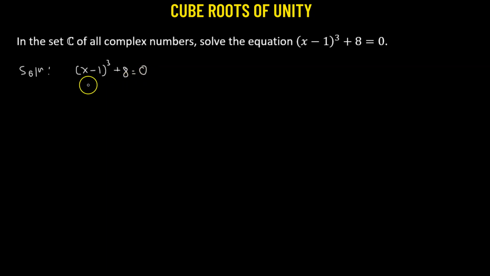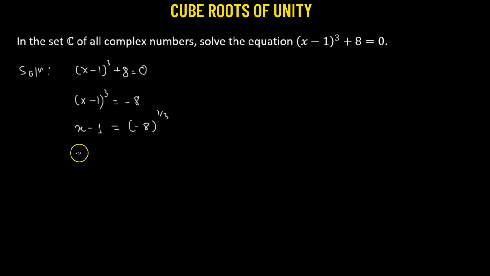We'll transpose 8 to the right hand side. So this gives us (x − 1)³ = −8. Now, we'll take the cube root on both sides. So this should give us x − 1 on the left hand side, and on the right hand side we have (−8)^(1/3).